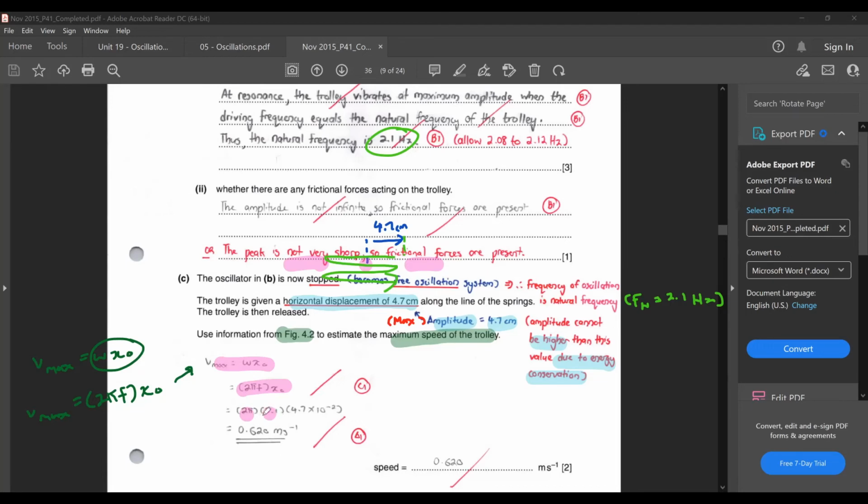So what value of f should I use? As I mentioned to you, because it's a free oscillation system, you are oscillating with natural frequency. You should be using a value of 2.1. And then x naught is your amplitude. What value should you use? You should be using 4.7 because this is by right your amplitude. It will never be higher than your initial displacement. So summing everything, you will eventually get the value as 0.62 meter per second.